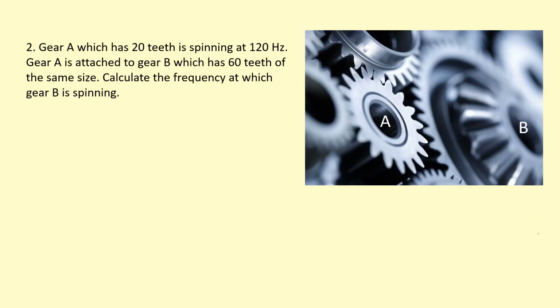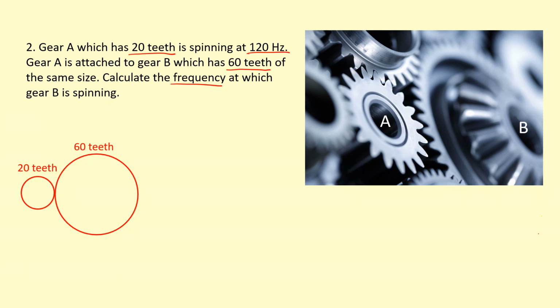Okay, this diagram shows two gears, A and B. Gear A here has 20 teeth and is spinning at a frequency of 120 Hz. Gear A is attached to gear B, which has 60 teeth of the same size. Calculate the frequency at which gear B is spinning. So firstly, let's draw a rough picture like this. You can see gear B here is bigger.